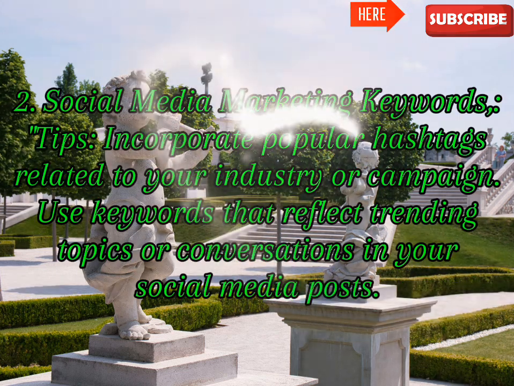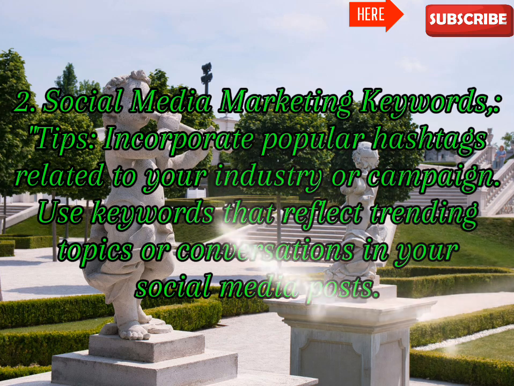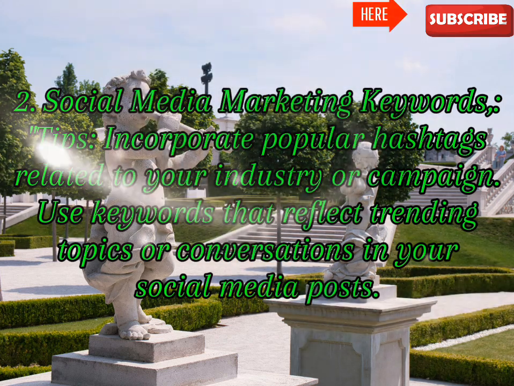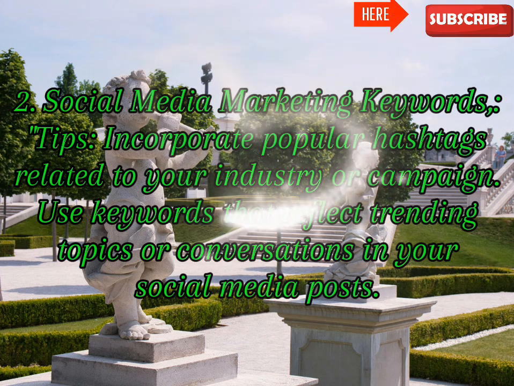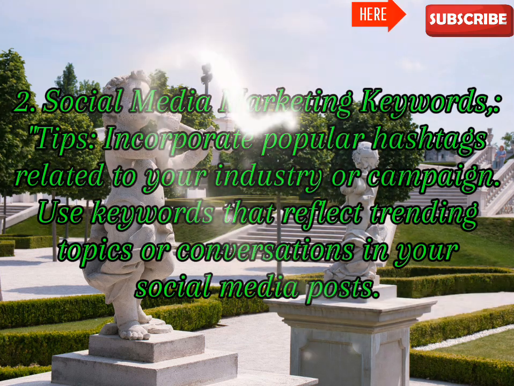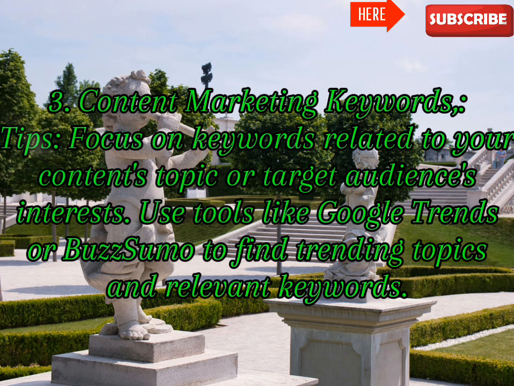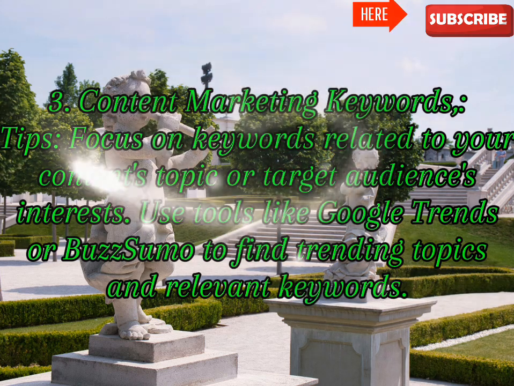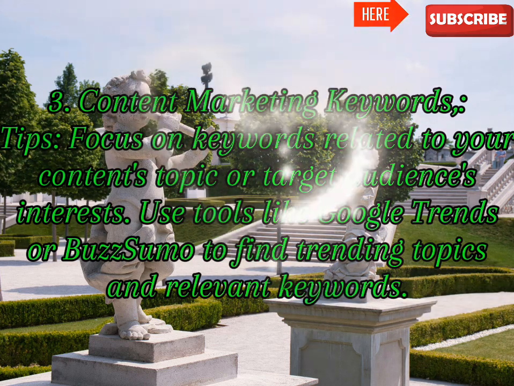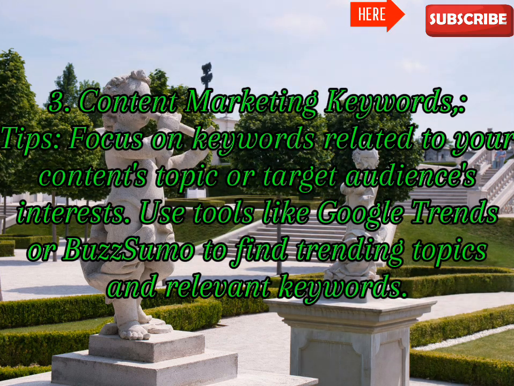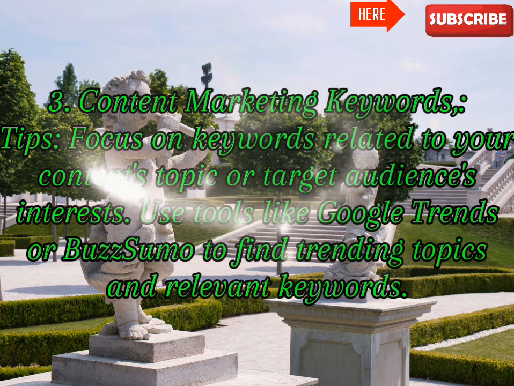2. Social media marketing keywords. Tips: incorporate popular hashtags related to your industry or campaign. Use keywords that reflect trending topics or conversations in your social media posts. 3. Content marketing keywords. Tips: focus on keywords related to your content's topic or target audience's interests. Use tools like Google Trends or Buzzsumo to find trending topics and relevant keywords.